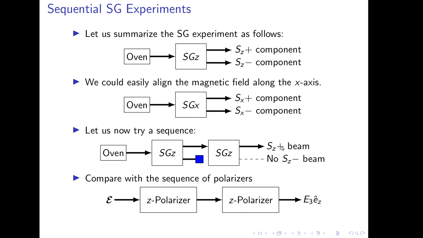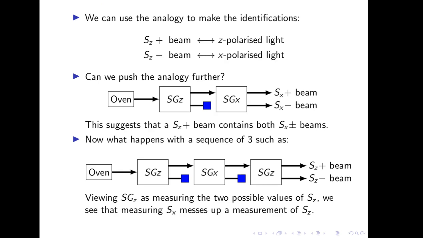So we can identify the Sz plus beam with a linearly polarized beam along Ez cap, and the blocked-out one, Sz minus, we can identify with the linearly polarized beam along the X cap. It's just an analogy. So we have the Sz plus beam as Z polarized light, and Sz minus as X polarized light, by which I mean linearly polarized light with polarization along the X direction. Now, can we push the analogy further?